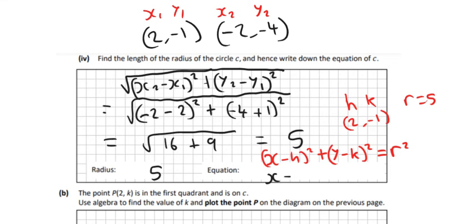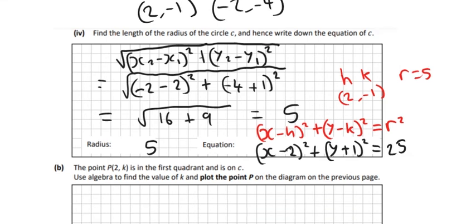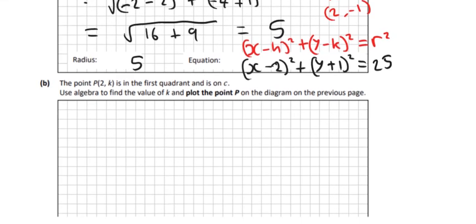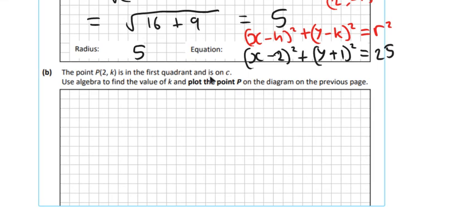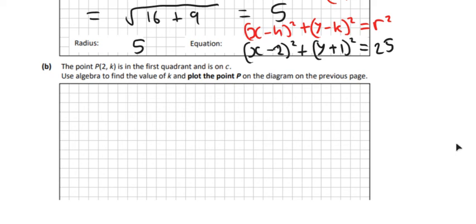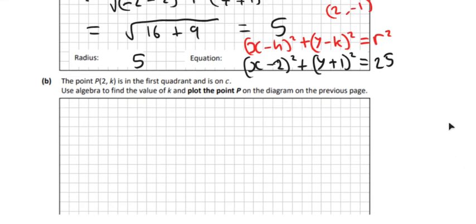So it's x minus 2 squared plus y, and it's minus minus 1, so that's plus 1, squared is equal to 5 squared, and 5 squared is 25, so I just put in 25 straight away, and that's it. The point (2, k) is in the first quadrant and is on C, so use algebra to find the value of k and plot the point P on the diagram.